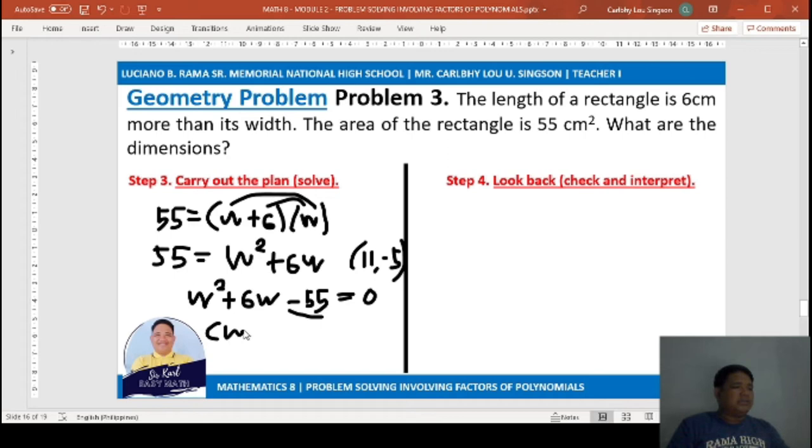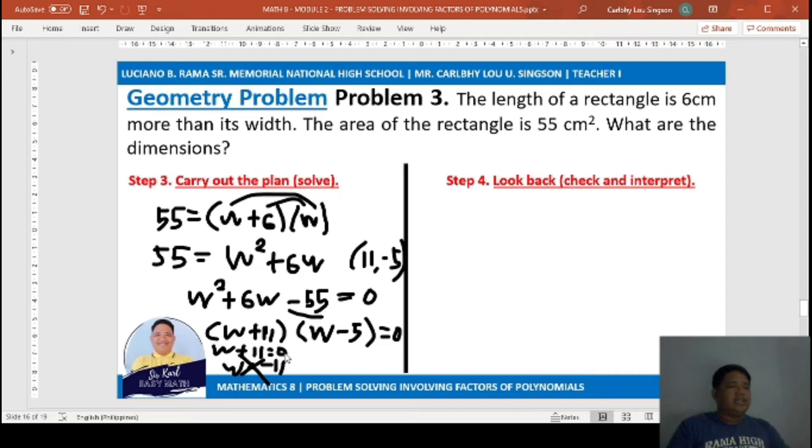So if we factor W squared plus 6W minus 55, the answer would be W plus 11 times W minus 5. We're going to equate that to 0. So W plus 11 equals 0 gives us W is equal to negative 11. Since there is no negative dimension, we could not have negative 11 as our answer for the width.